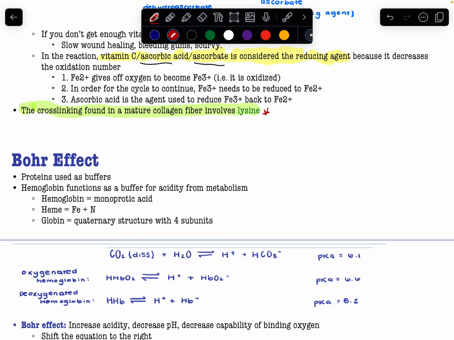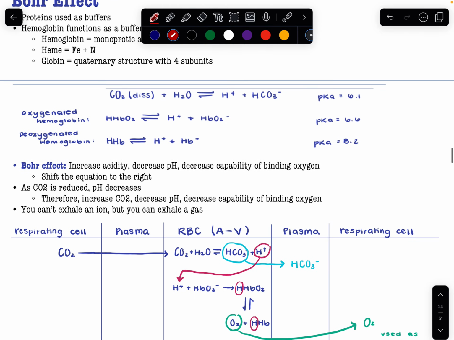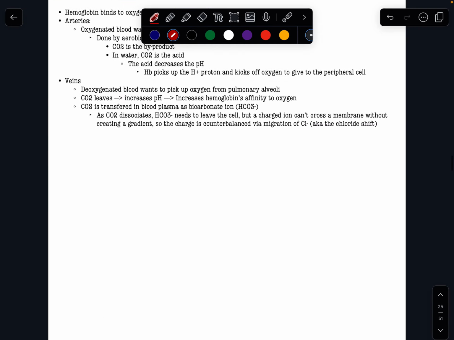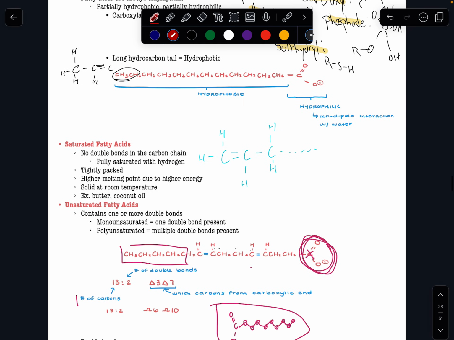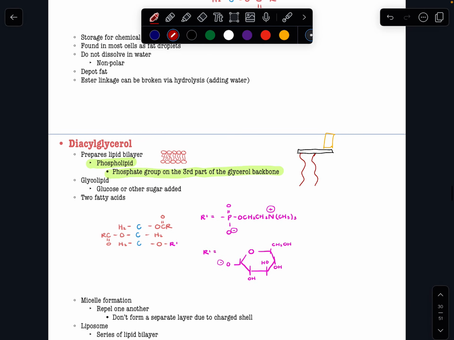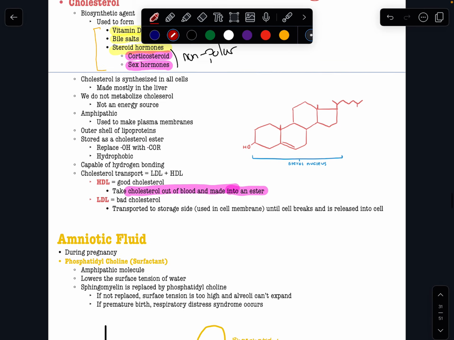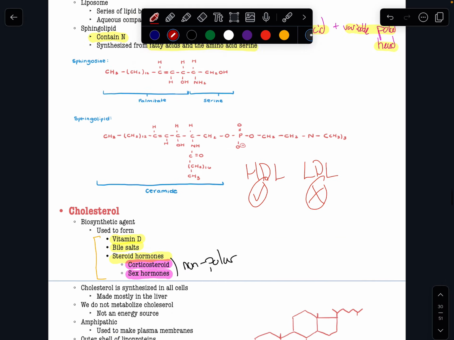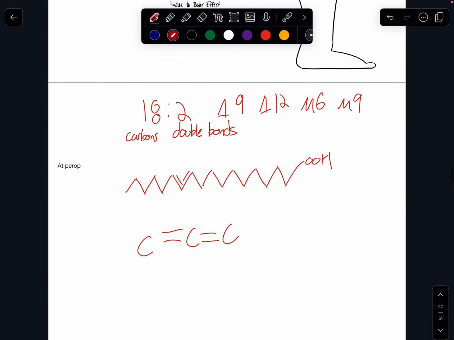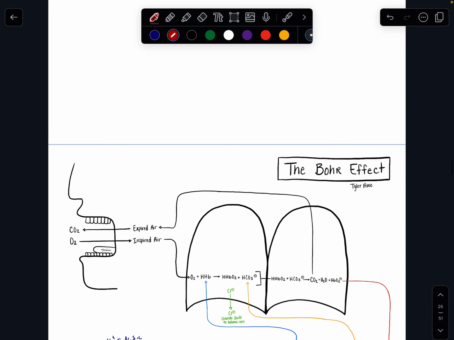Now we are going to get into the Bohr effect, and I know you're probably sick of me rambling on, but we're just going to cover the Bohr effect right here. We're going to shoot through lipids and cholesterol and amniotic fluid, and we're just going to call it a day right there because I am starting to lose my voice a little bit, I think, or I'm just thirsty. That's what I really think it is. Oh, here we go. All right, we got some energy back in us.